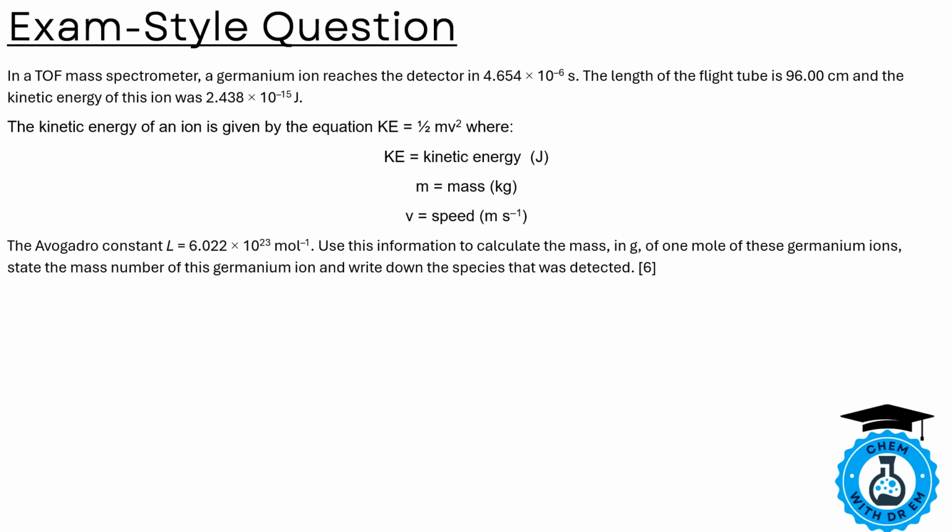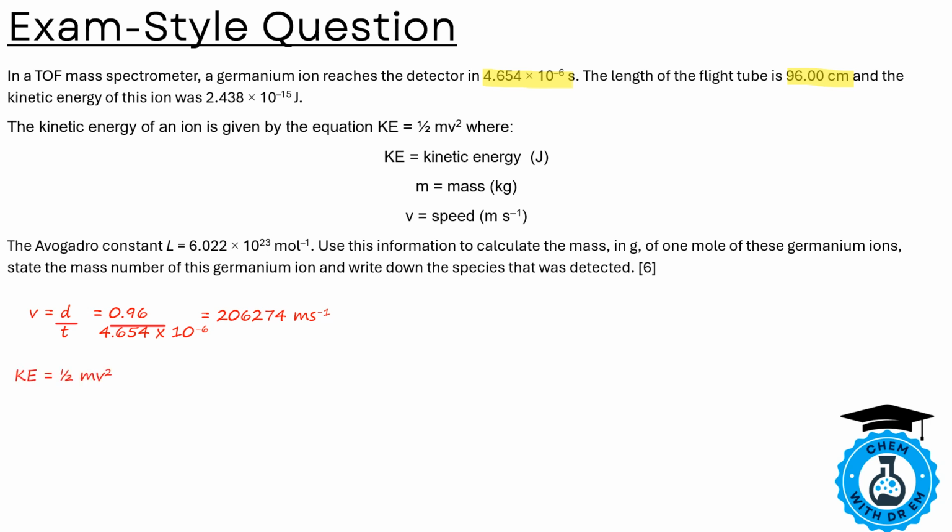Right, so hopefully you've had a chance to go through this on your own. So let's now have a look. We approach this in pretty much the same way as the one I did on the previous slide. So the first thing to do is to work out the velocity, and velocity is distance over time. And again, the distance is in centimetres this time though, and we need to convert that to metres, and the time is in seconds here. So we're going to convert centimetres to metres, 0.96, and divide it by the time, 4.654 times 10 to the minus 6 seconds, and that gives us a velocity of this value here.